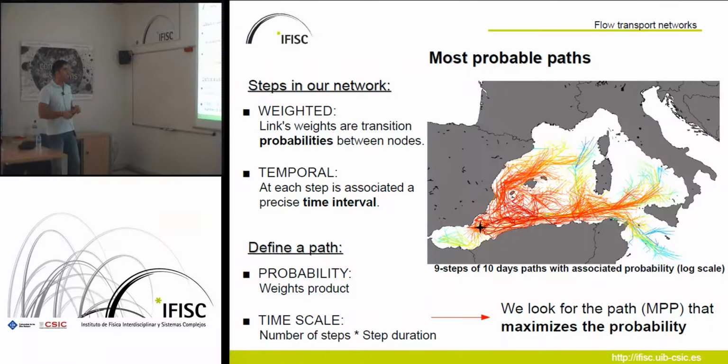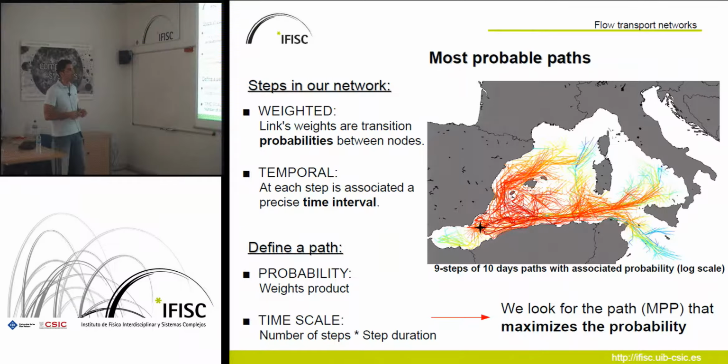And the time scale, again, will be defined by the number of steps of the path multiplied by the single step duration, the single snapshot duration of the network. And what we do is look not for the shortest path in terms of distance, but for the most probable paths. So the path that optimizes and maximizes the conditional probability of connection between two nodes.